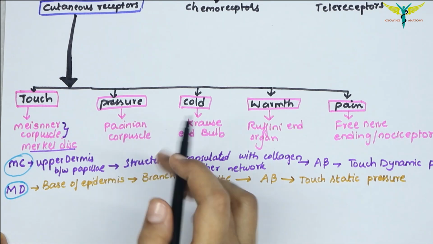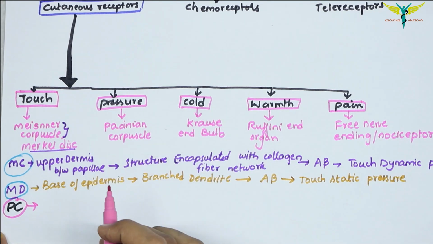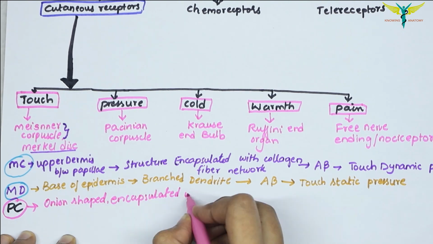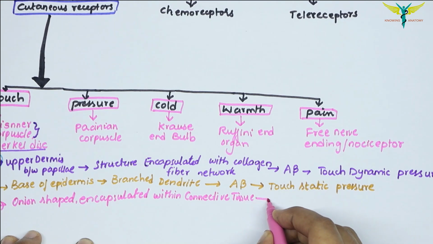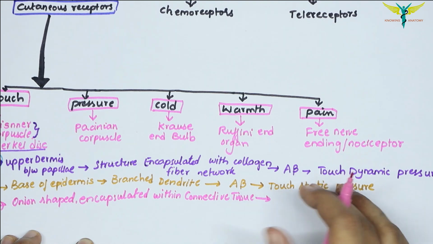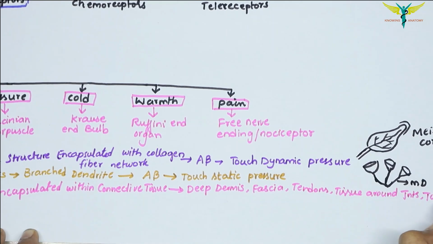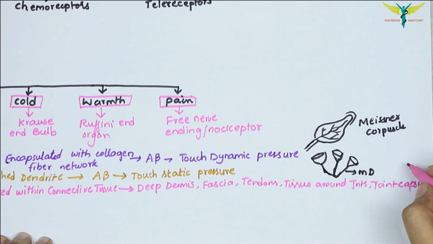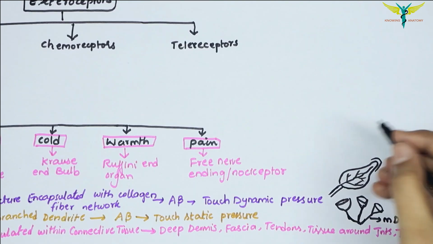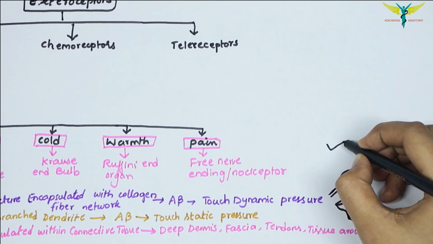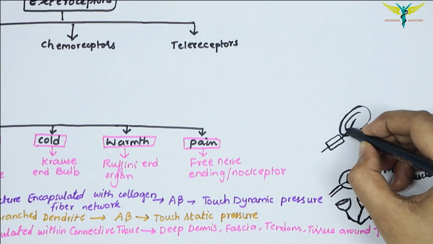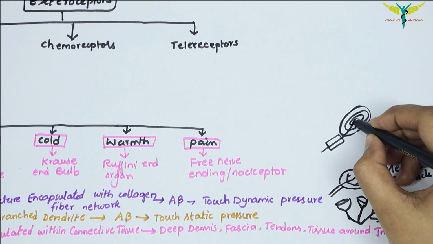And the pressure receptor, the Pacinian corpuscle, is an onion-like concentric laminae encapsulated within connective tissue. These are present in the deeper layer of the dermis, the fascia over the muscles, the tendons, the tissue around the joint and the joint capsules. The type of nerve fiber present in the Pacinian corpuscle is the C type, and the sensation is pressure and vibration. The Pacinian corpuscle looks like this. This is the node of Ranvier and the nerve ending, and it is present as concentric onion-shaped layers encapsulated within the connective tissue.